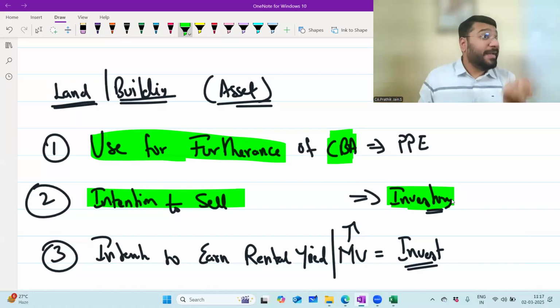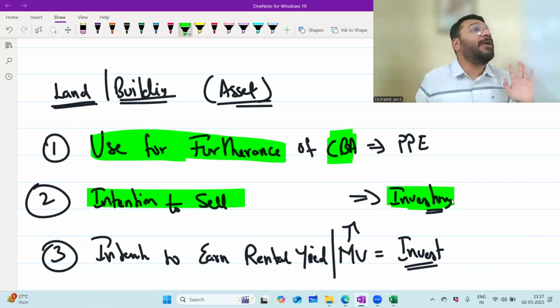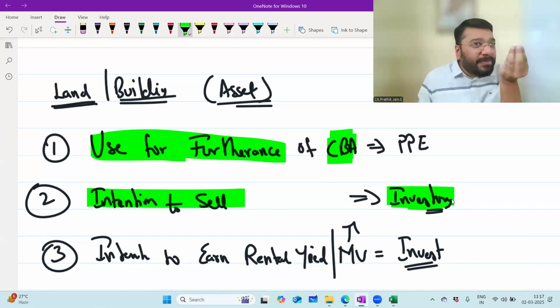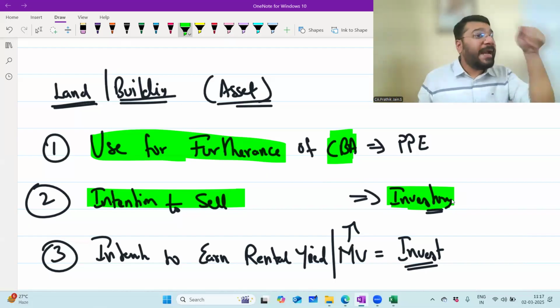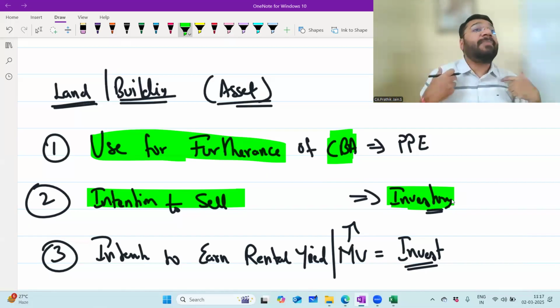Understand the intention. Intention is important for classification. My intention is to sell immediately whenever any good deal comes. With a little bit more margin, if I get it, I'll sell it off. Then that land is my inventory. I have to be in a real estate company for that purpose. If I'm classifying something as stock in trade, then I should be in the real estate business.